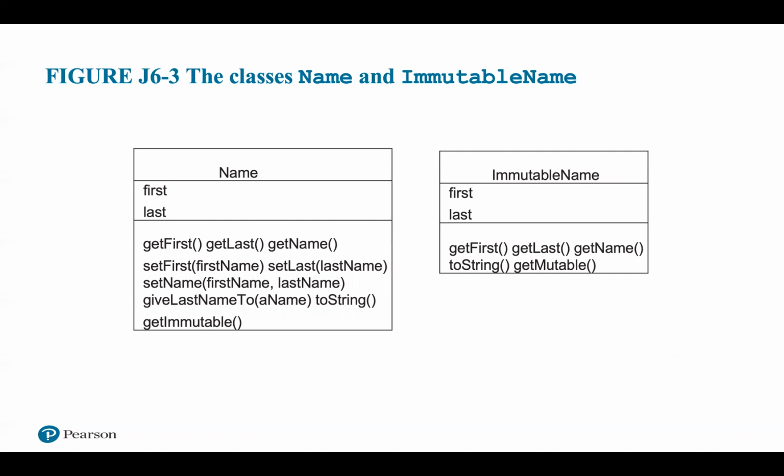And we'll try and read those to you, but similarly, we could add the following constructor and methods to the class Name. So Figure 6.3 illustrates these two classes, Name and ImmutableName. And so instead of just talking about the actual Java code, you can see how this looks here in this table.